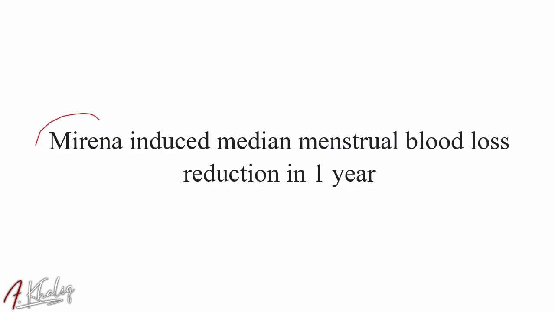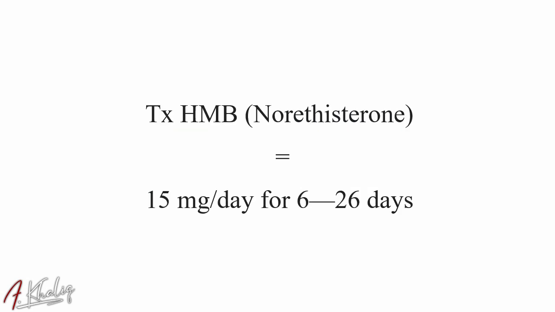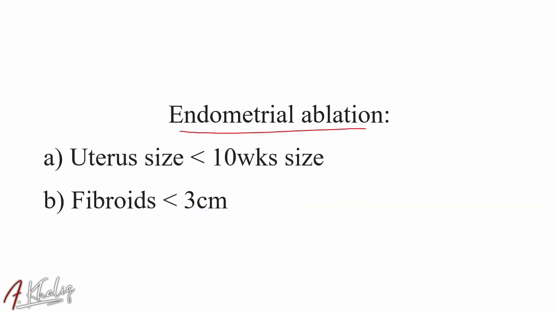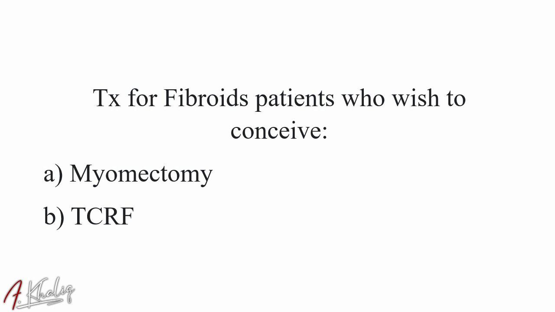Now, if you're using Mirena, it can cause median menstrual blood loss reduction within 1 year. If you plan to treat the heavy menstrual bleed with norethisterone, the dose for it is 15 milligrams per day for 6 to 26 days. For endometrial ablation, first thing, size of the uterus should always be less than 10 weeks. And second thing, you can do it for all the fibroids which are less than just 3 centimeter. For the treatment of fibroids in patients who wish to conceive, you can go for myomectomy, or you can just go for transcervical resection of fibroids, which is just TCRF.